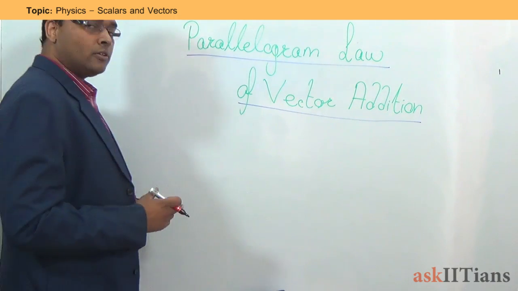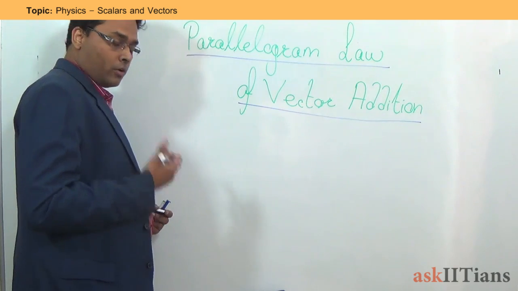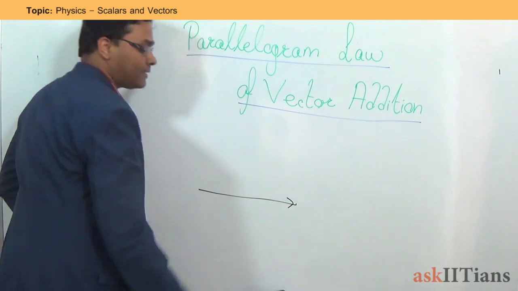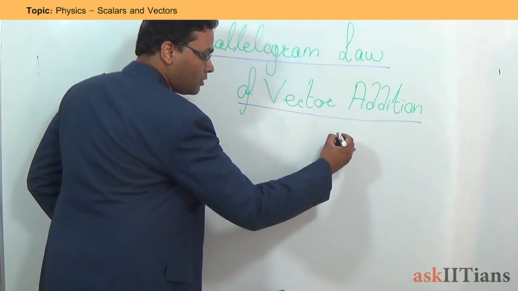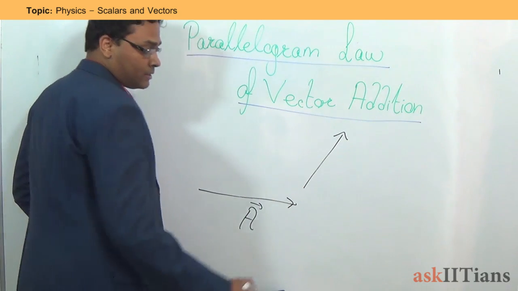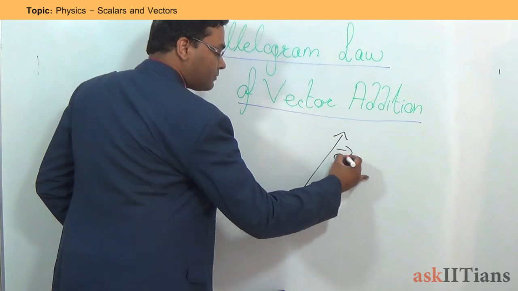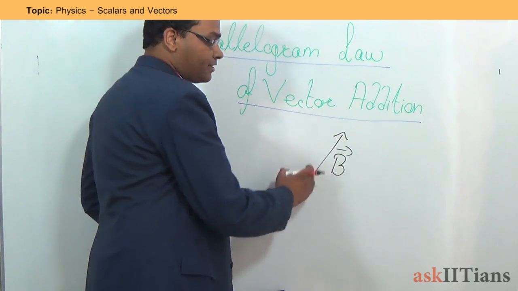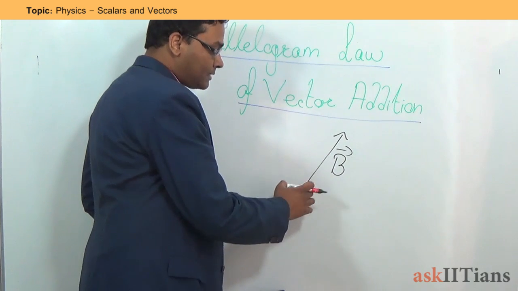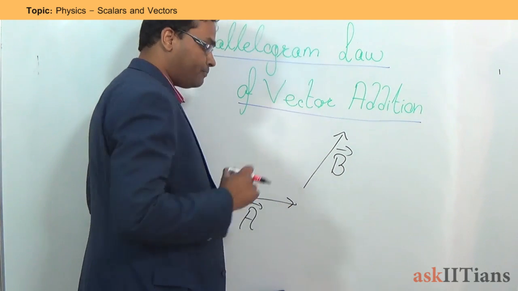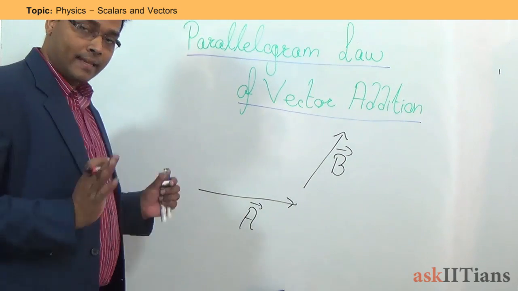So if we talk about the parallelogram law of vector addition, again if you just draw the vectors, let's say this is one vector that we have, and the other vector is like this. We had named this vector A, and this vector B. If you remember what we had done, we had parallelly transported the vector B such that its tail should match the tip of the vector A. That was the triangle law.